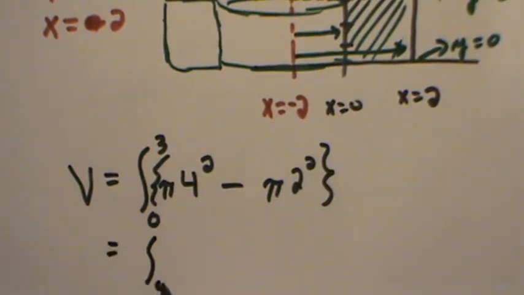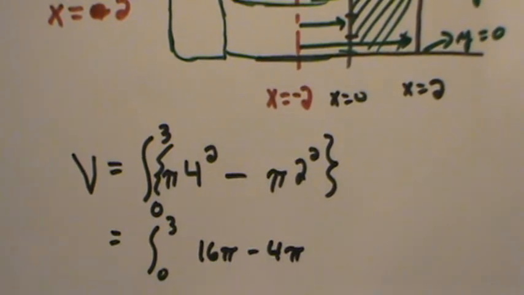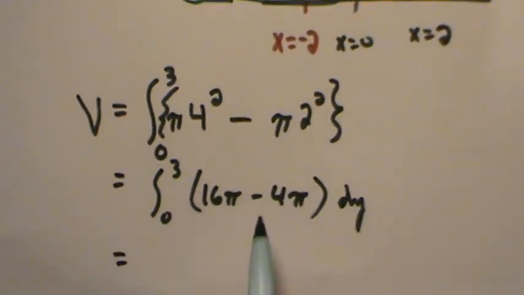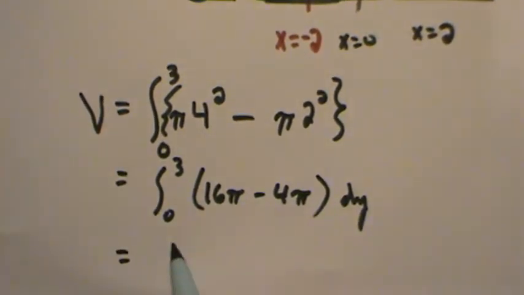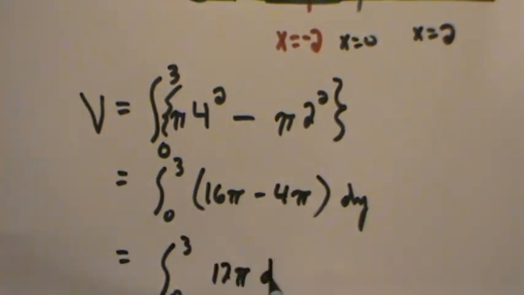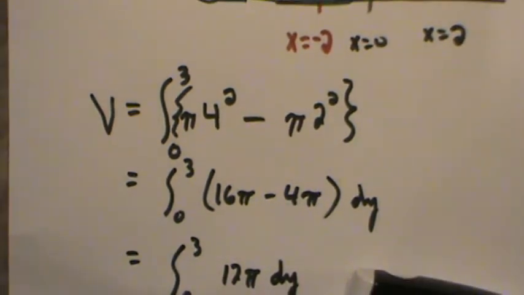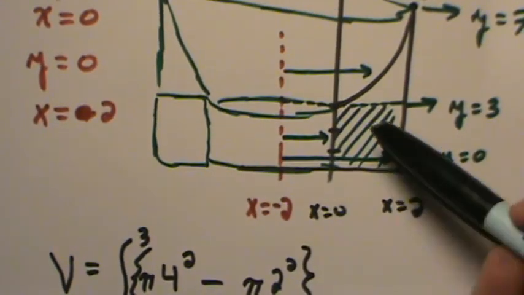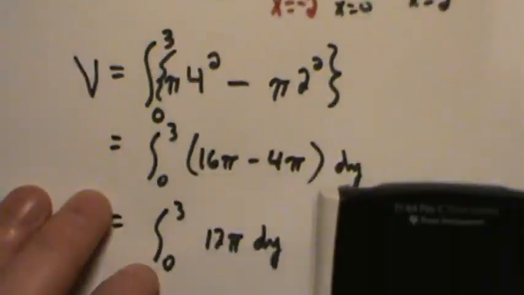This would equal the integral from 0 to 3 of 16 pi minus 4 pi. I can actually do that subtraction there. In this case that would be 12 pi, the integral from 0 to 3 of 12 pi dy. Now, if I want to put that in our calculator real quick, again, remember that's only going to be this first piece. It's only that first piece that's being revolved. So I'll have to take this answer and add it to another.